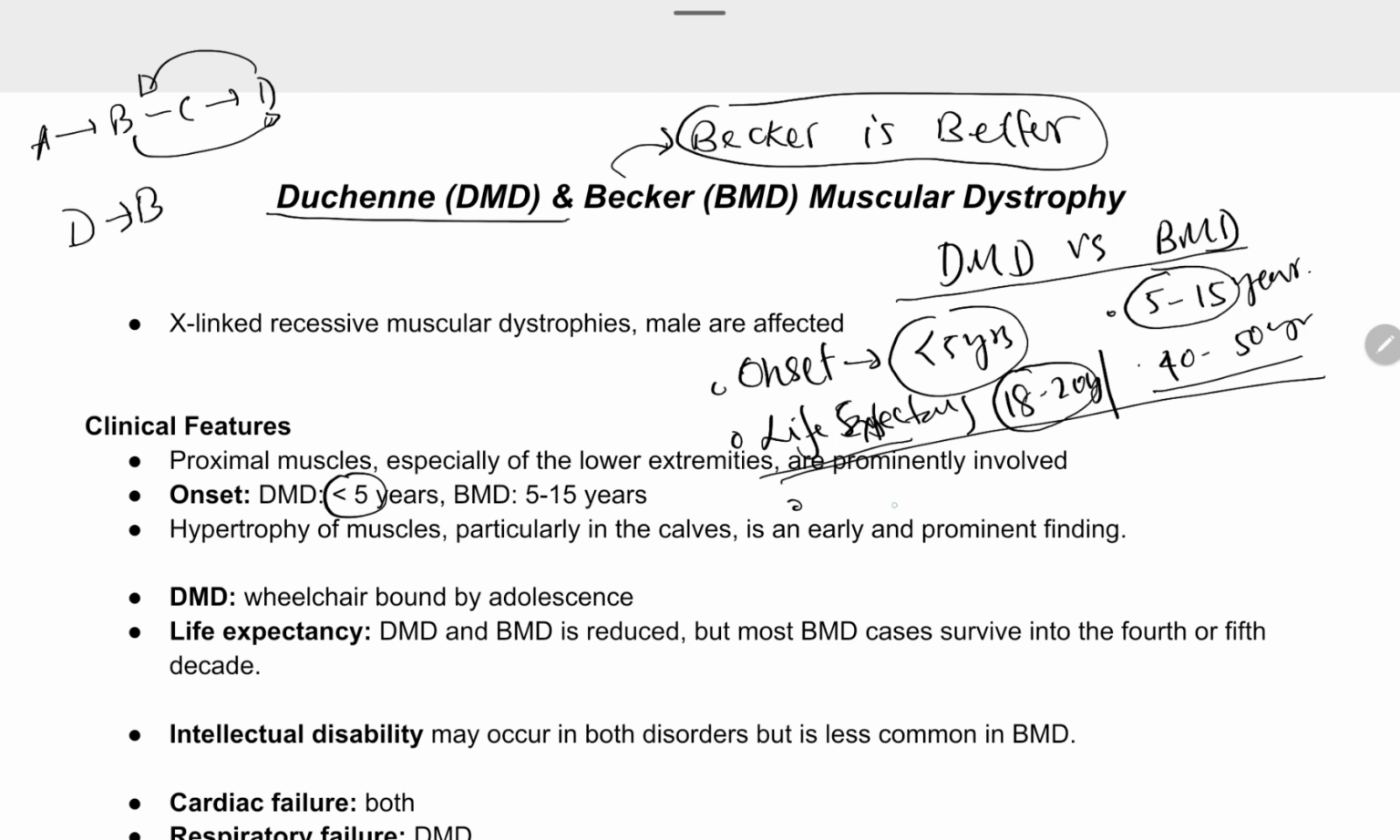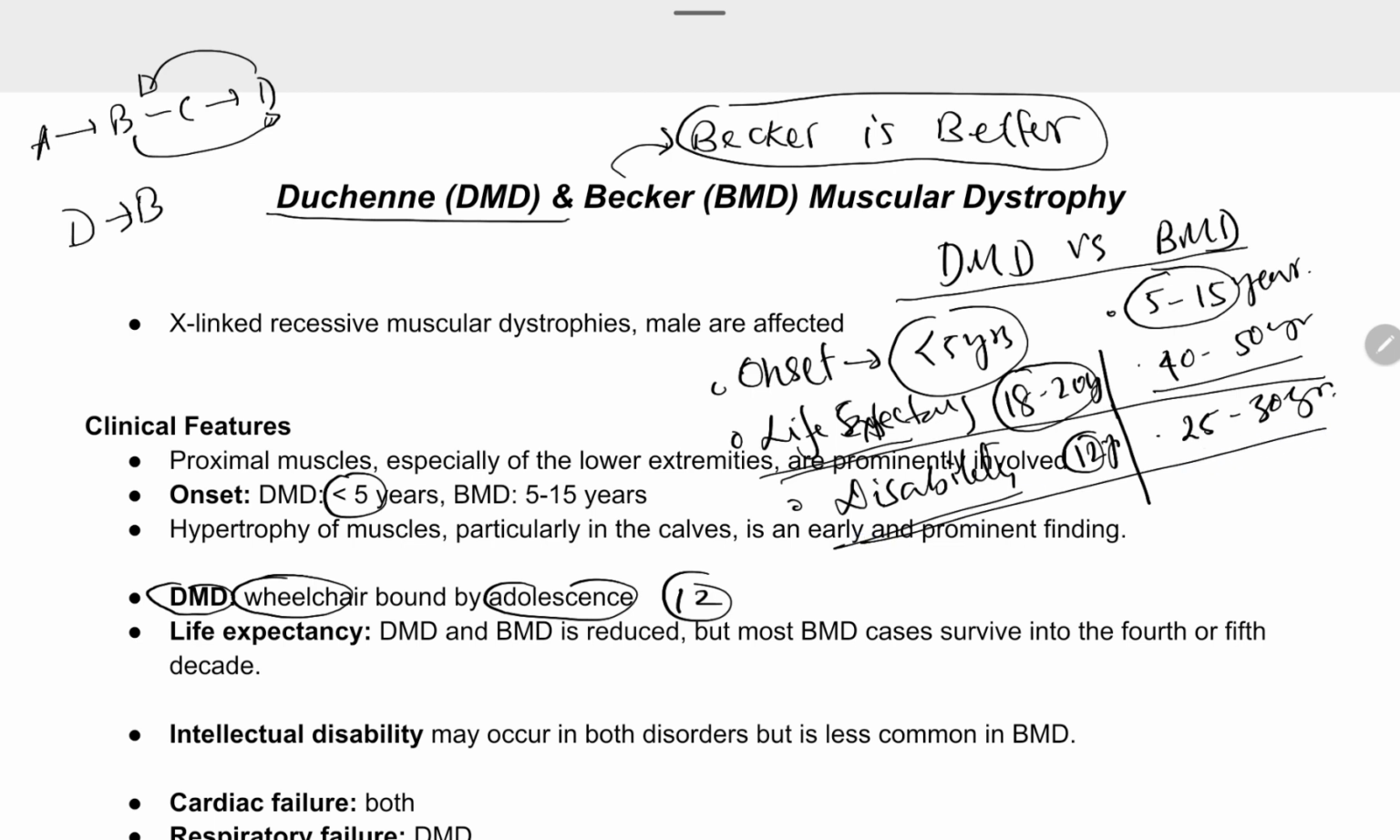Then number three, disability. Of course, the disability is better in Becker. The DMD patient becomes wheelchair bound by adolescence, that means when the age approaches around 12 years. So the DMD boy becomes wheelchair bound around the age of 12 years, whereas the BMD patient becomes disabled later on, it may be 25 to 30 years. So Becker is better. And life expectancy, of course, is better in Becker.